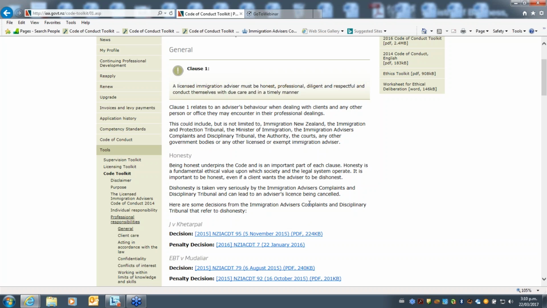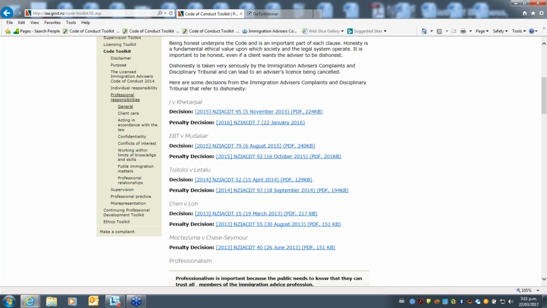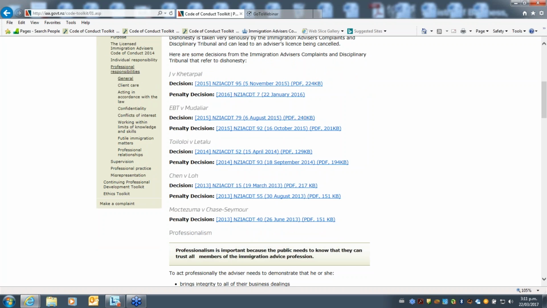So there are a number of decisions that refer to honesty, and for example, it goes as far as, if you are overcharging, that can actually be considered to be being dishonest. So if you're charging excessively for a service, it's actually not being honest about what the true value of that service might be, and we've had a decision around that.